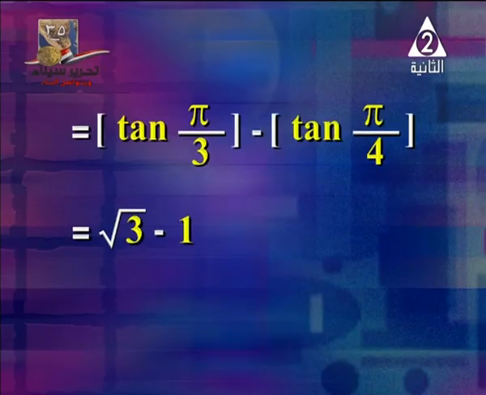After we substitute 10 pi over 3 minus 10 pi over 4. What is tan of pi over 3? Equals root 3. What is tan of pi over 4, or 45 degrees? Equals 1. Then the result is root 3 minus 1.